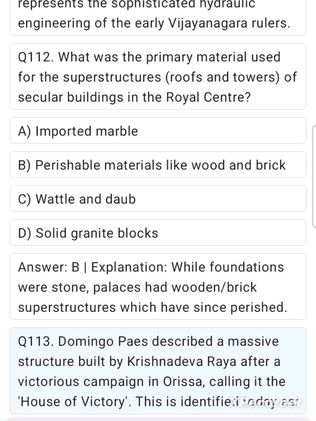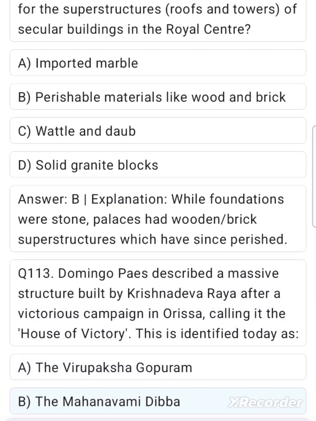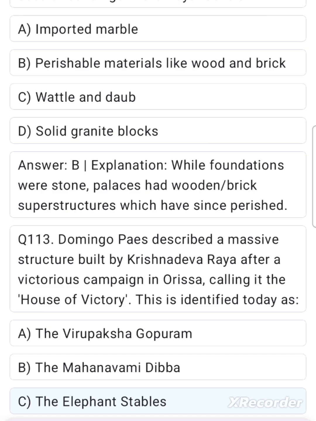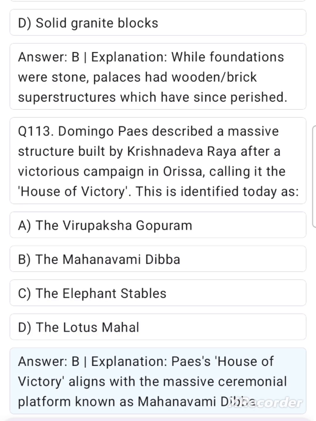Q113. Domingo Paes described a massive structure built by Krishnadeva Raya after a victorious campaign in Orissa, calling it the House of Victory. This is identified today as A. The Virupaksha Gopuram. B. The Mahanavami Dibba. C. The Elephant Stables. D. The Lotus Mahal. Answer. B. Explanation. Paes's House of Victory aligns with the massive ceremonial platform known as Mahanavami Dibba.